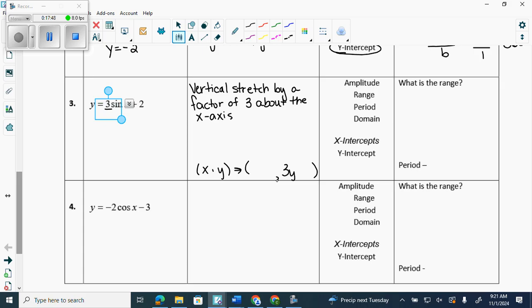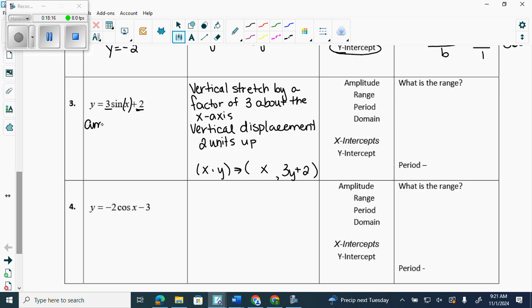Okay, and then what is this 2? It's not with the x, because if I put brackets, x is like that. What is the 2? Vertical displacement. 2 units up. And x stays the same, correct?